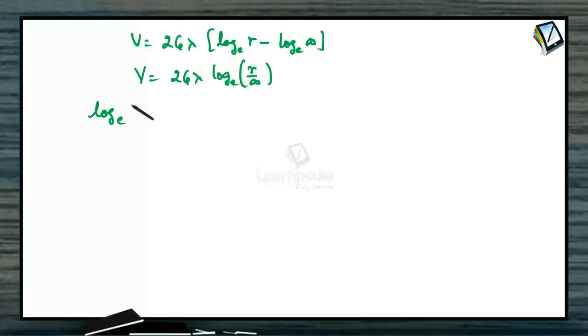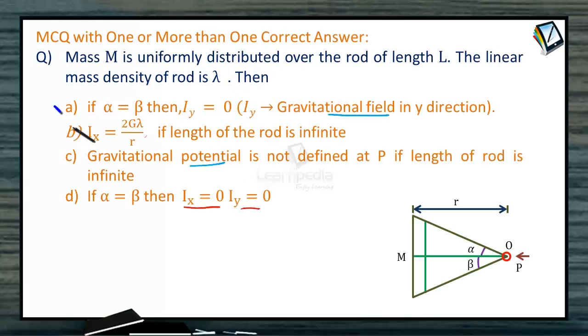Log to the base e of r by infinity is undefined. So choice C is correct. So option A is correct, B is wrong, C is correct, because gravitational potential is not defined at P if the rod is infinite, and D option is wrong. So the answer will be A and C.